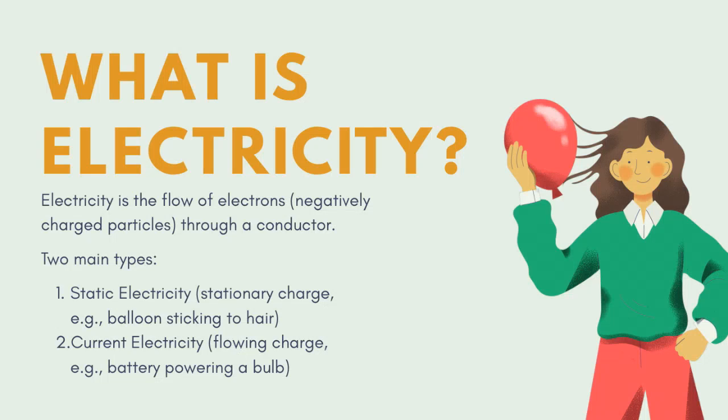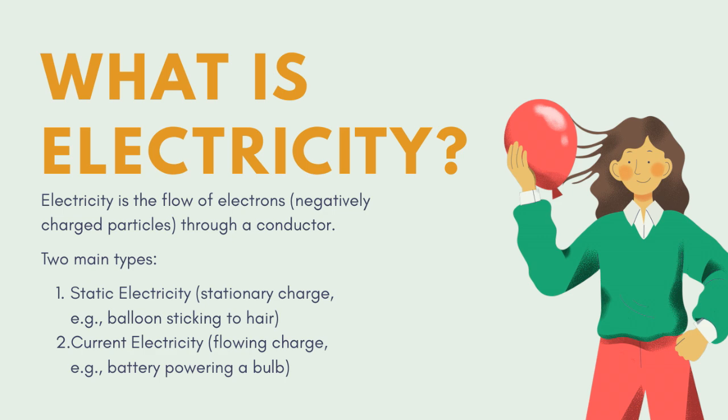Today, let's explore what electricity is by looking at its two main types. First, we have static electricity, which is what happens when charges stay still, like when a balloon sticks to your hair after you rub it on your clothes. It's all about those stationary charges. Then, there's current electricity, which involves charges flowing continuously, like the battery in your flashlight powering the bulb.